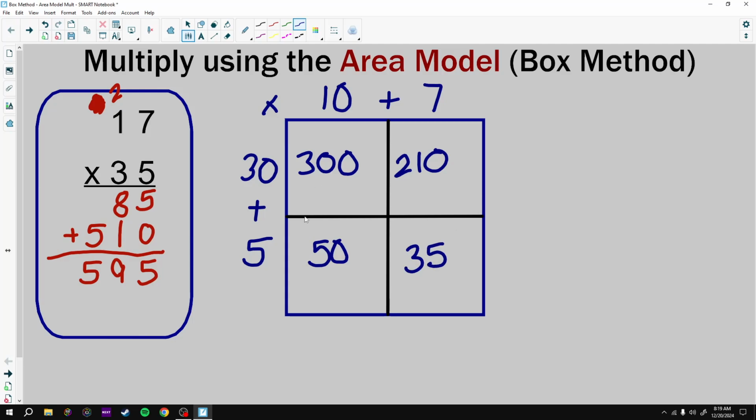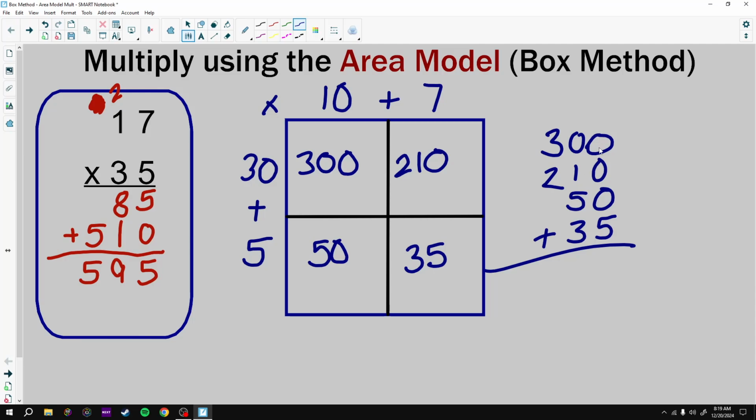All right, so here's our four numbers, those four problems I mentioned over here. All we have to do is add these four numbers together. So over here we'll have 300 plus 210 plus the 50 plus the 35. Got a 5 here. 0, 1, 5, and 3, 5, 6, 7, 8, 9. 3 and 2 is 5. And there you can see we got the 595 again.